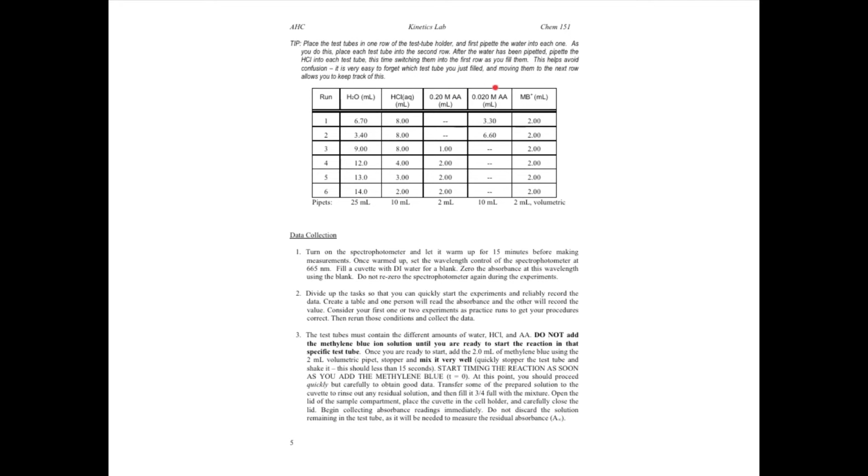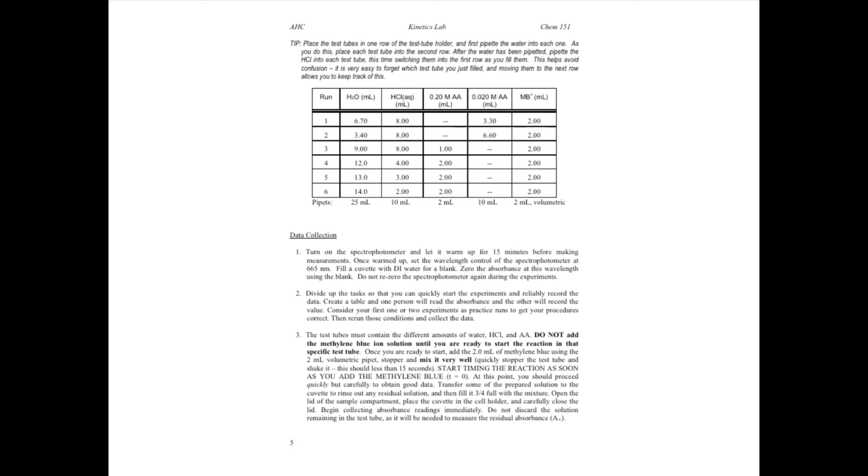And notice that there are two different ascorbic acid reagents. One is at a much lower concentration than the other. So pay attention to that, because we will have to use the concentrations and the volumes to determine what the initial concentrations of each reagent are in order to solve for the orders of the reaction. We're going to do 6 different runs. Notice I'm turning on the spectrophotometer. I've divided up the tasks among myself because I don't have a partner.